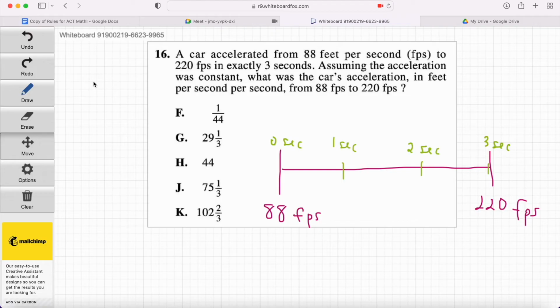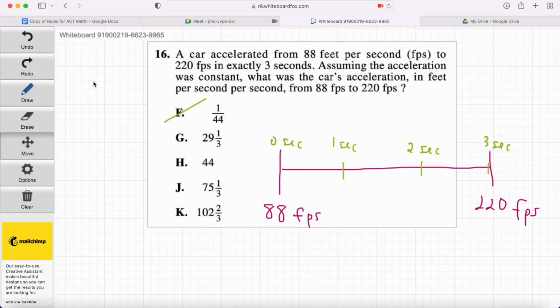Look at answer choice F. If it's accelerating 1/44th of a foot per second, is that going to get us up to 220 feet per second? I don't think so. I'm not sure that's going to get us to 89 feet per second. It won't. It's just too small. Let's try 29 1/3 feet per second. Okay. How could we test that?